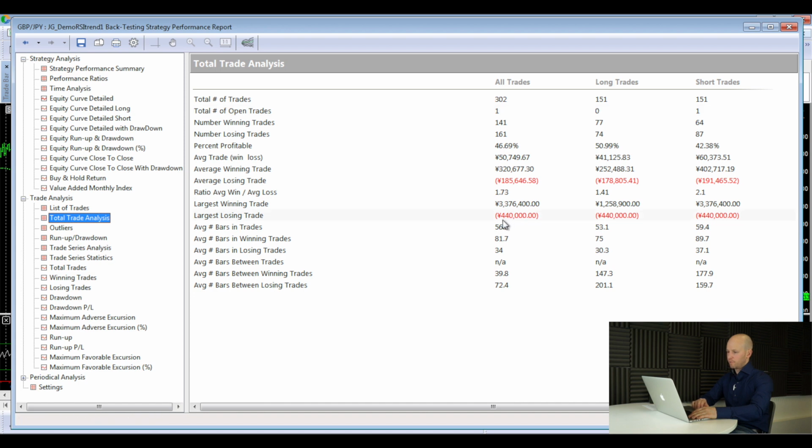Largest losing trade, 440,000 yen, that's our 440 pip stop loss. It is quite a big stop loss, but pound yen does tend to move quite a lot, and like I said, we won't get stopped out very often. Most of the time we'll be into the trade in the other direction.